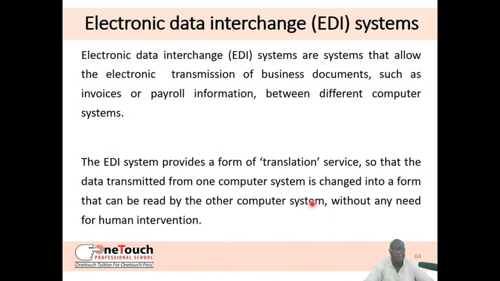All right. Now let's explain what is electronic data interchange, EDI. Electronic data interchange systems are systems that allow the electronic transmission of business documents, such as invoices or payroll information, between different computer systems. What does it mean? It means that company A may be using a different application, and another company B may be using another one. So for all these people to speak a common language, they should have what we call EDI in place.